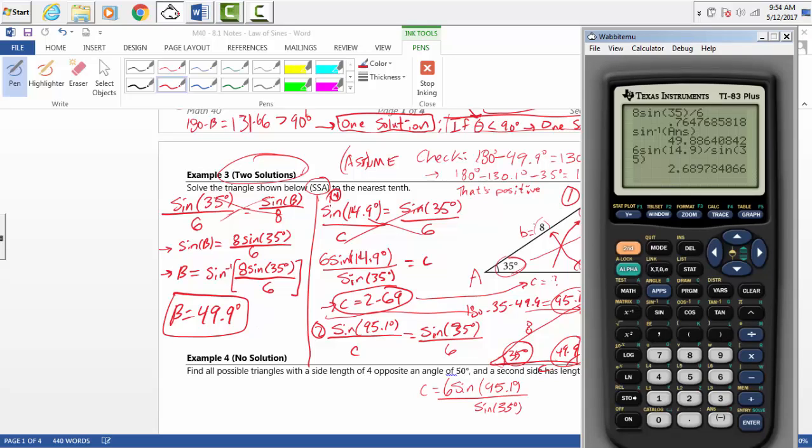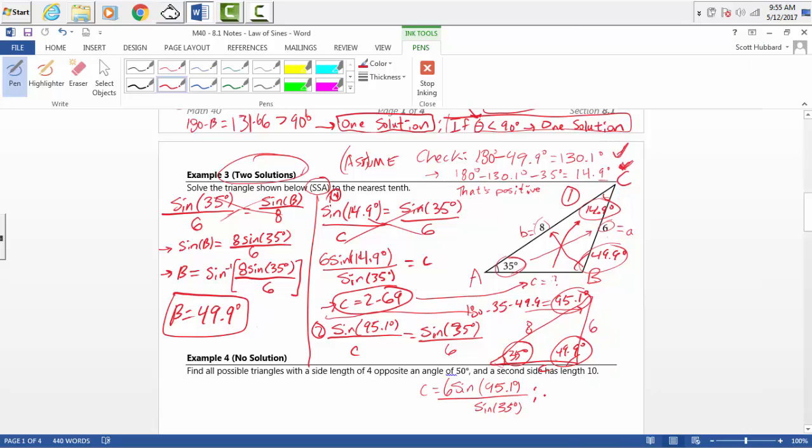And we plug in there 6 sine 95.1 divided by sine 35 equals 10.42. So we have two options for C now, 10.42. So that goes right here. So we get a different answer because there's two different cases.